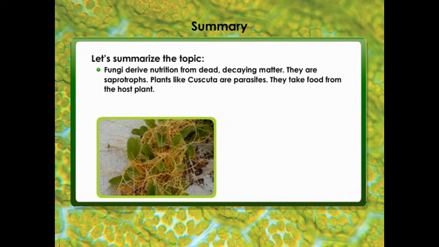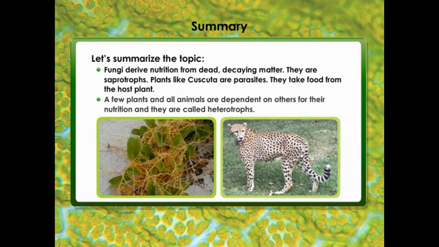Fungi derive nutrition from dead, decaying matter. They are saprotrophs. Plants like Cuscuta are parasites. They take food from the host plant. A few plants and all animals are dependent on others for their nutrition, and they are called heterotrophs.